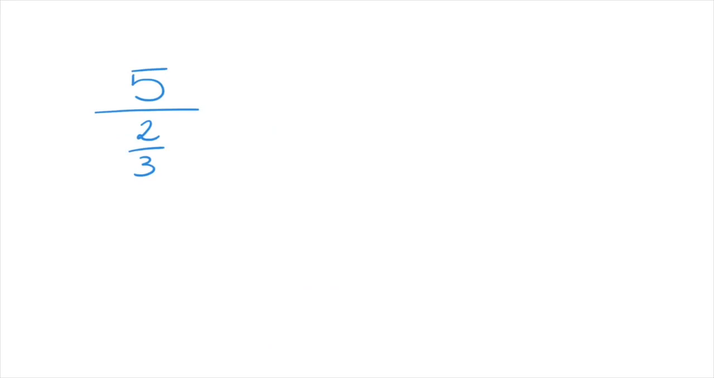So consider the example we see here. We have 5 over 2 over 3. Well, the trick for calculating this is very similar to what we've just seen. The key thing to realize here is that we can rewrite 5 over 2 over 3 as 5 divided by 2 over 3. In other words, we can write that this equals 5 divided by 2 over 3. And we're now dealing with a whole number which is being divided by a fraction.